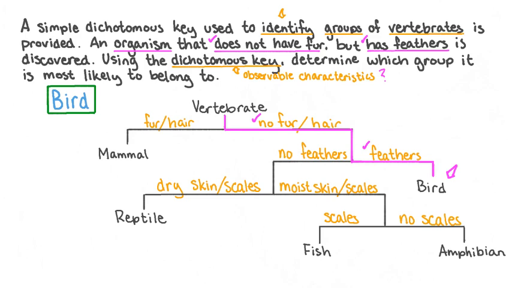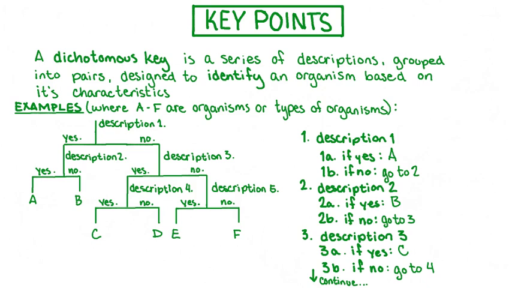Next, let's wrap up our lesson by reviewing what we've learned. In this video, we learned about dichotomous keys, which are tools used by scientists to identify organisms based on their characteristics. We looked at several examples of dichotomous keys, and then we practiced making and using dichotomous keys to identify specimens in some examples.